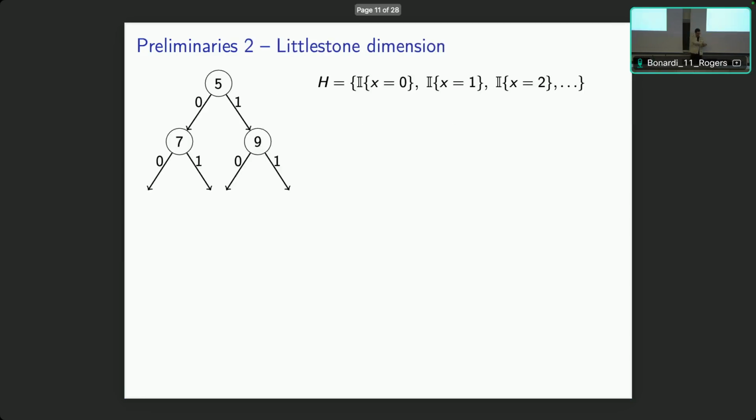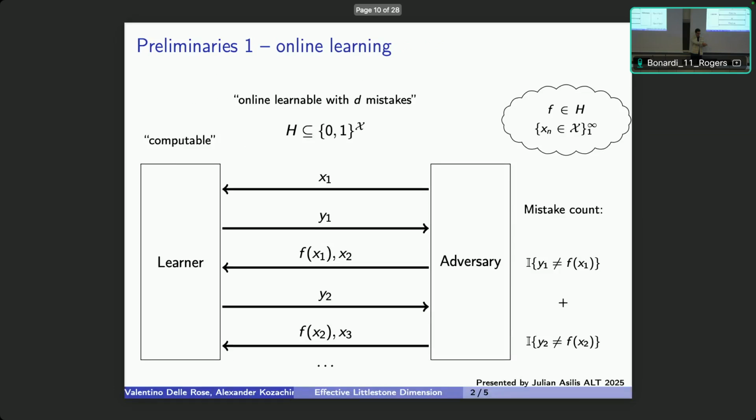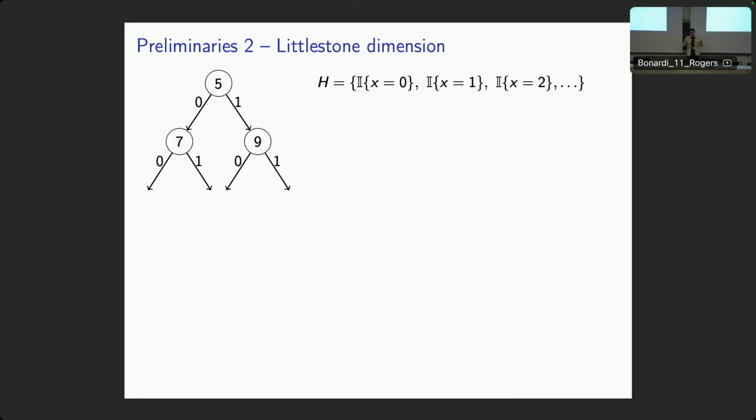Now, let me go back a sec. As you know, Littlestone trees are very important for online learning. That's just a tree where nodes are unlabeled data points, and the edges leaving those nodes are possible labels for the data. For instance, the leftmost path on this tree would be: you see the unlabeled data point 5, then it gets labeled by 0, then you see the unlabeled data point 7, the label turns out to be 0, and so on for the other paths.